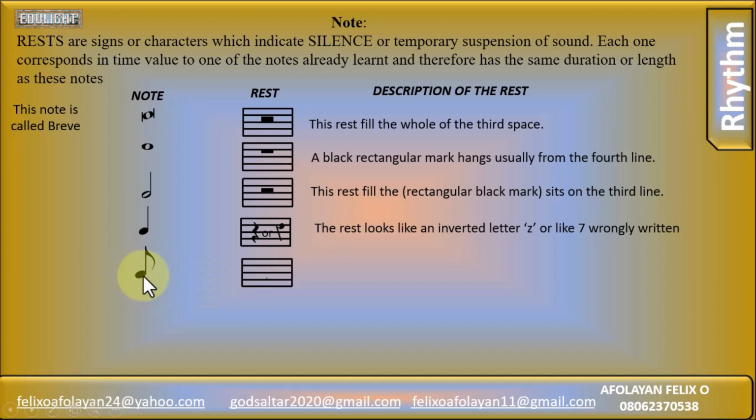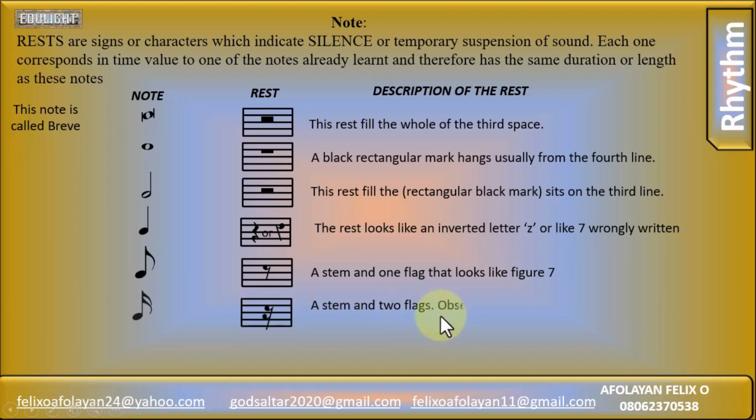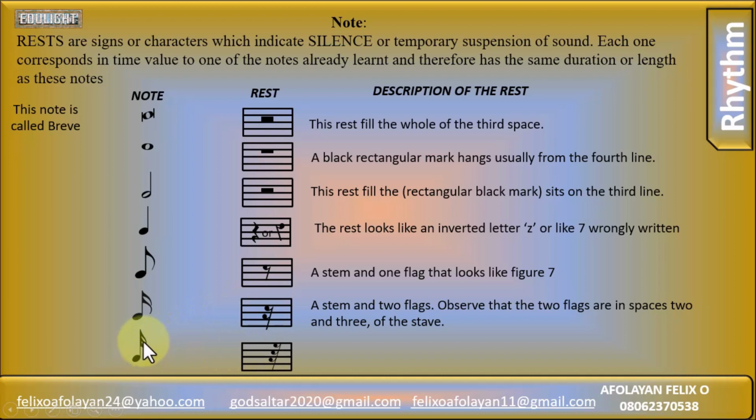And this is our quaver. So our quaver, this is the rest, a stem, and one of the flags that looks like figure 7. Look at our semi-quaver: a stem and 2 flags. Observe that the 2 flags are in spaces 2 and 3 of the staff. Look at this, our demi-semi-quaver: a stem and 3 flags, and so on like that.